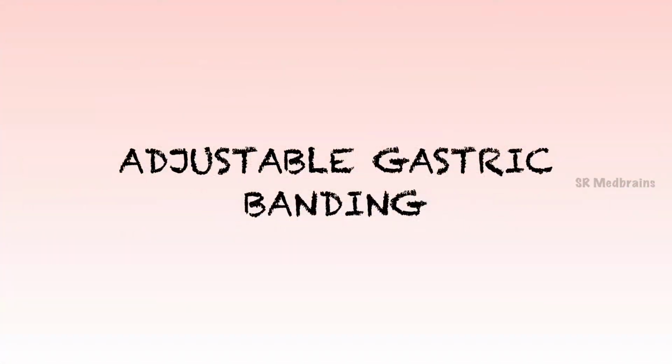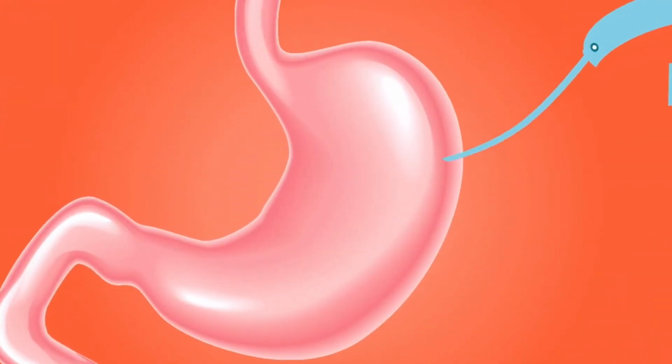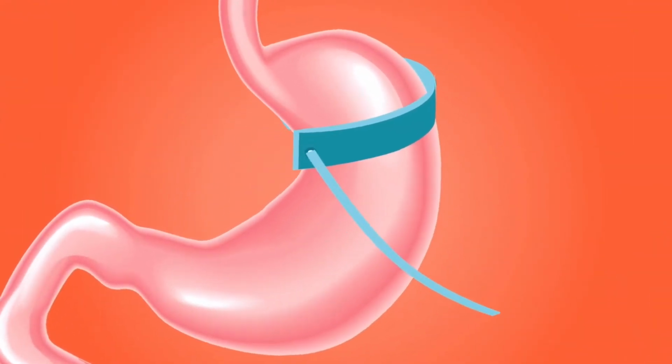Adjustable gastric banding. Adjustable gastric banding is purely restrictive surgery. It involves a surgeon placing an adjustable silicone band around the upper part of the stomach. Of the 3 procedures, only gastric banding is adjustable. The amount of food a person's stomach can hold can be altered by adjusting the tightness of the band around the stomach.